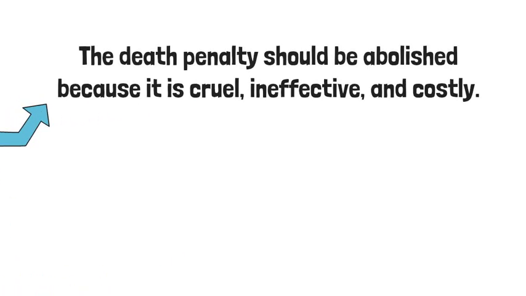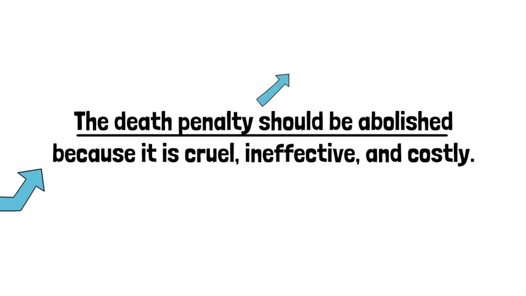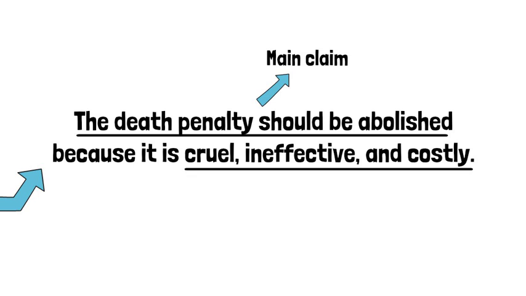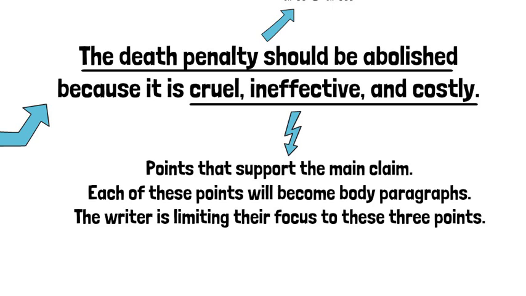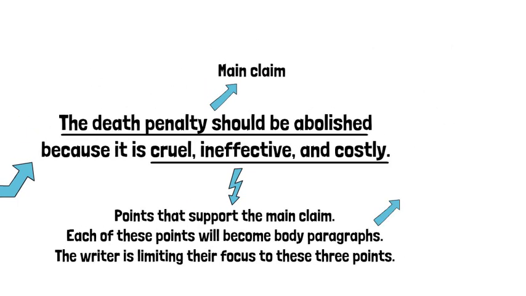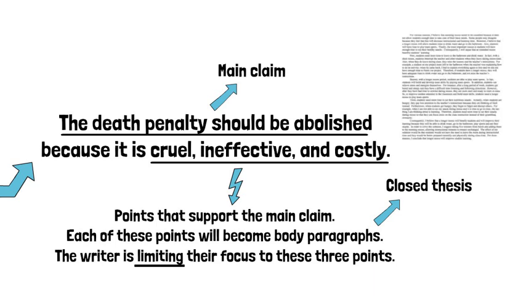The death penalty should be abolished because it is cruel, ineffective, and costly. Here you can see the writer makes their main claim that the death penalty should be abolished, and then previews or lists the main points they will use to support this claim, because it is cruel, ineffective, and costly. This is called a closed thesis because the writer is limiting the main points they will be covering in their essay. This kind of thesis is ideal for 4, 5, or 6 paragraph essays.